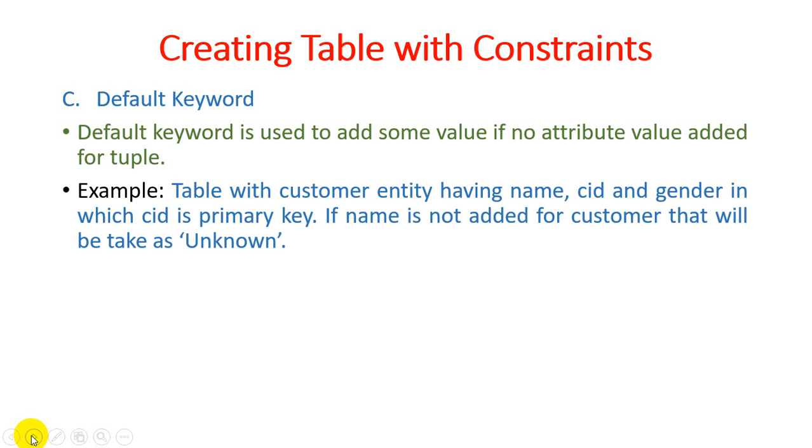Table with the customer entity having name, CID and the gender, in which CID is a primary key. If name is not added for the customer, that will be taken as unknown, because in the particular first case we discussed that a customer name can never accept a null value. So if a user by mistake does not enter the customer name whenever they insert a customer record in a customer table, it directly takes a default value known as unknown.